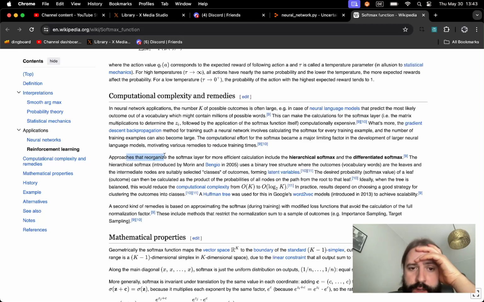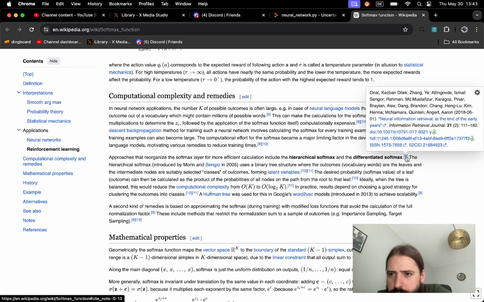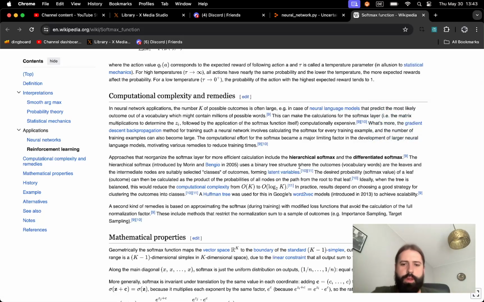A person reorganized the layer for more efficient calculations with the hierarchical softmax and the differentiated softmax. Binary tree structure. Latent variables, the desired probability, the softmax value of a leaf outcome, can then be calculated as the product of the probabilities of all the nodes. Trees balance, okay. Approximating the sum, this. Okay, but it didn't tell me. That's not what I meant.